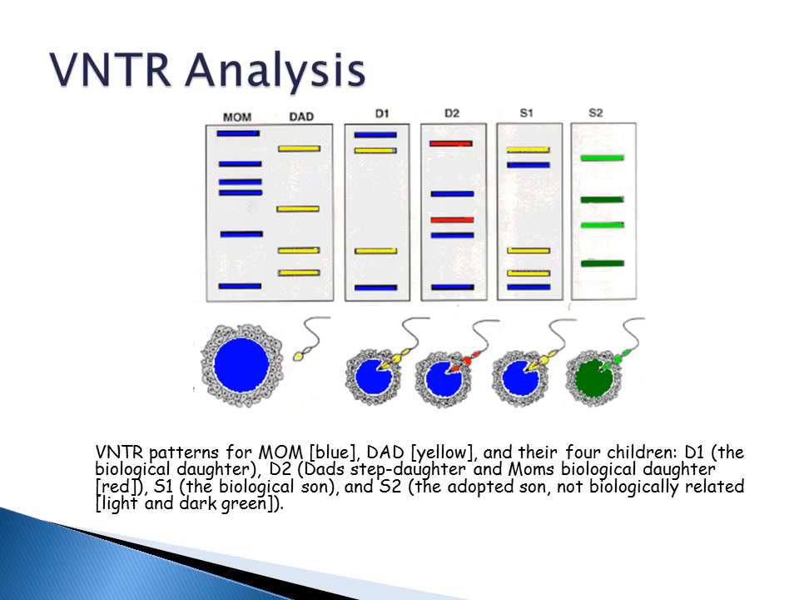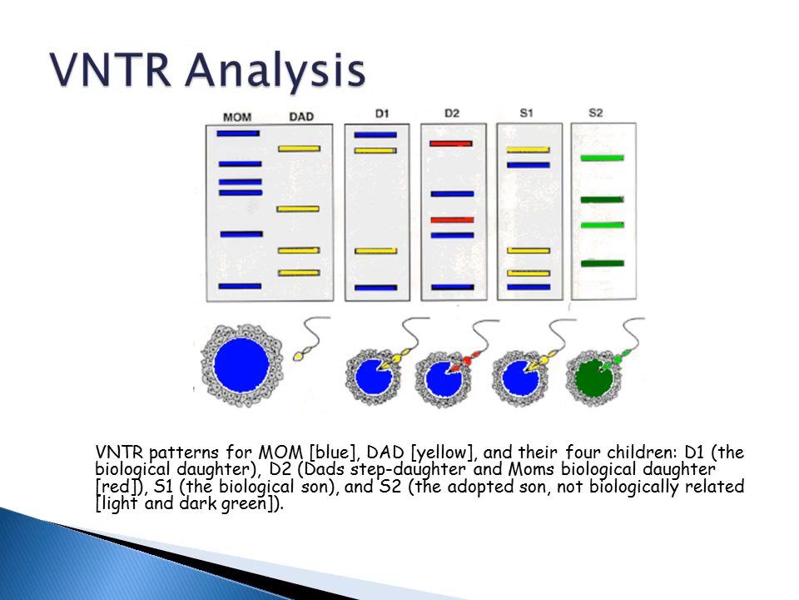So for example, in variable number tandem repeat analysis, you can determine a biological offspring. So you have VNTR patterns from a mother and a father. You have daughter 1, you can see, has bands that match both mom and dad. However, daughter 2 is actually dad's stepdaughter and mom's biological daughter. So you can see for daughter 2, there are bands that match mom, but not bands that match dad, because dad's not actually the biological father.